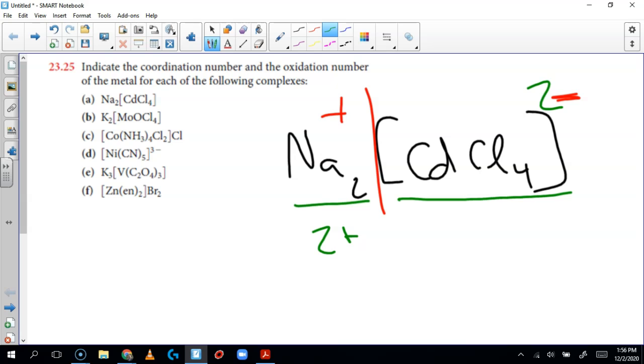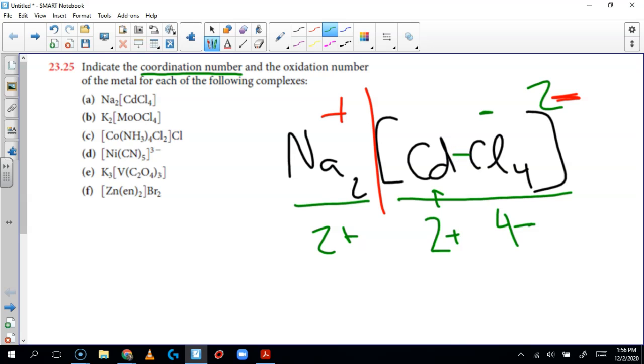So how do we get that to do that? Well, we know that chlorine is always a minus charge. So if chlorine is always a minus charge, that makes the contribution because of chlorine 4 minus. If this is 4 minus and we need to get to 2 minus, that means that cadmium is going to be a 2 plus. So the oxidation number of cadmium in this compound is 2 plus, and its coordination number, that is how many ligands, or how many donor atoms, are around the cadmium, in this case, there's 4.